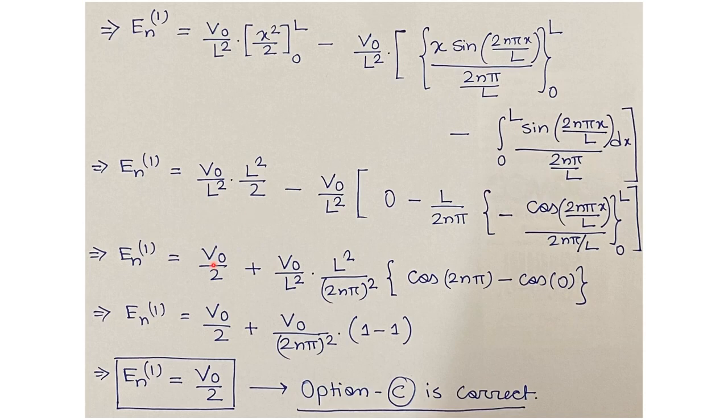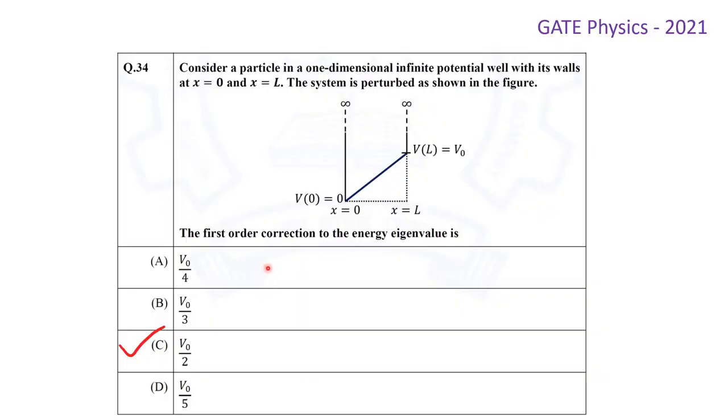So this term will give V0 by 2, and we have plus V0 by L squared times L squared by 2 n pi whole squared times, at x equals L it will give cos 2 n pi, and at x equals 0 it will give cos 0. Now cos 2 n pi is 1 for any integer value of n, and cos 0 is 1. So effectively this term will give 0. So our first order energy correction will be V0 by 2. So our option C is correct for this question. From our solution we found that the first order correction to the energy eigenvalue is option C, that is V0 by 2.